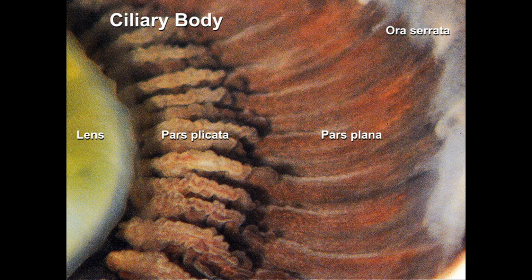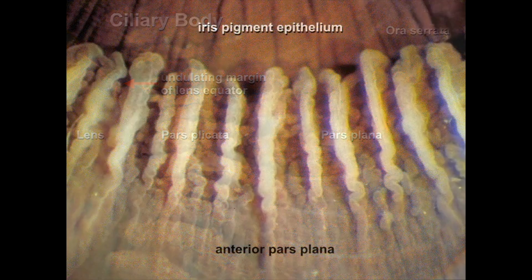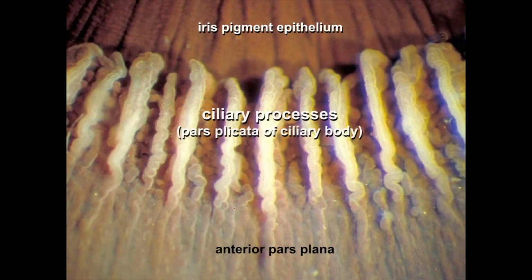In this macrophoto, the tips of the ciliary processes are seen in close proximity to the equator of the crystalline lens. After fixation, the equator of the lens may have an undulating margin. The aqueous humor is secreted by the non-pigmented ciliary epithelium of the ciliary processes. The ciliary processes in this photo show moderate hyalinization. The lens is absent.